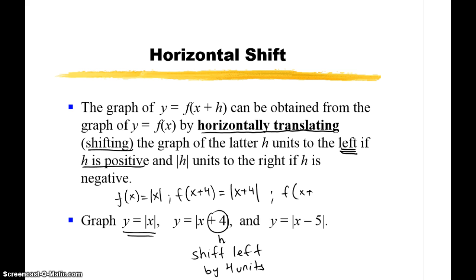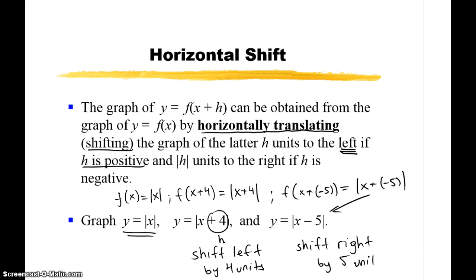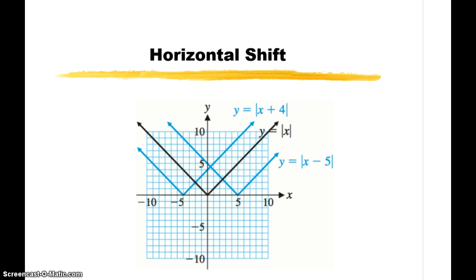On the other hand, I have absolute value of x minus 5, right? This is what happens when you have x plus negative 5. This is how I will write it in function notation. That gives me x plus negative 5, or just x minus 5 in absolute value. What that means is that now you have h being negative, so you're going to shift to the right. Shift right by 5 units. Okay, and once again, the best way to illustrate this is to actually look at the graphs of these three functions. Here is in black the graph of the parent function y equals absolute value of x.